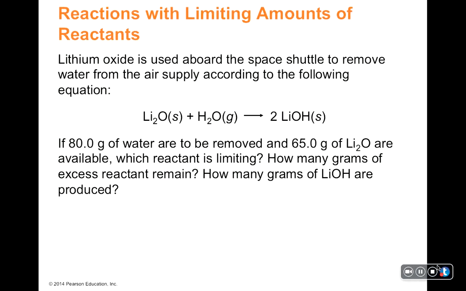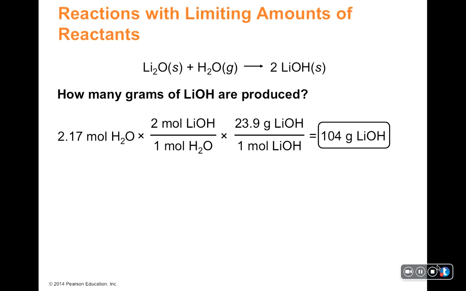The third question here asks us how many grams of lithium hydroxide are produced. So we're looking at the product here. Notice in the equation that 1 mole of lithium oxide and 1 mole of water produce 2 moles of lithium hydroxide. So we're going to use that information to figure out how many grams of lithium hydroxide are produced. And you actually could take either the water or the lithium oxide here. So either one could be used to calculate this. They're taking the water here.